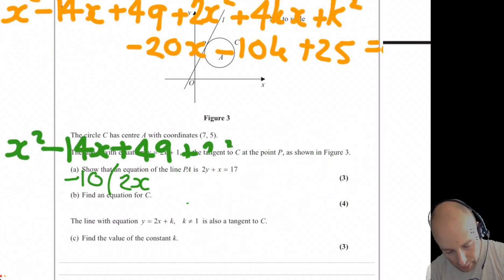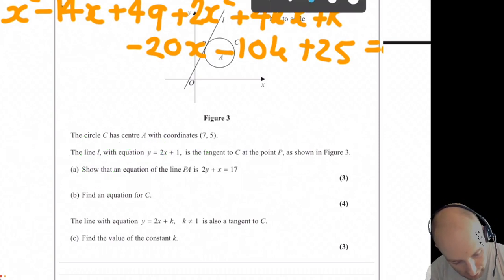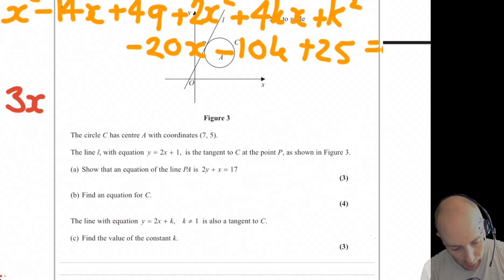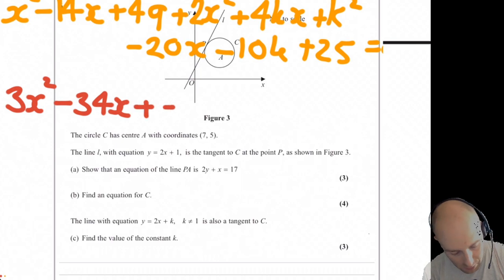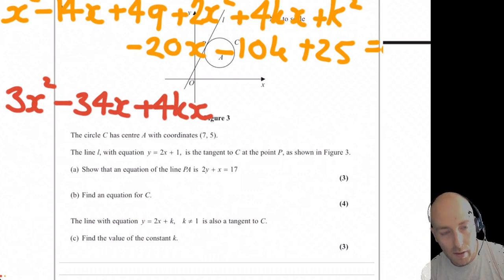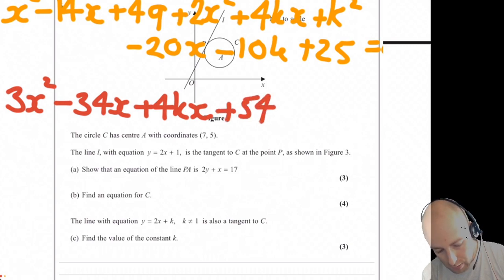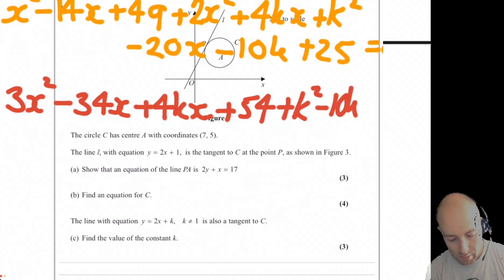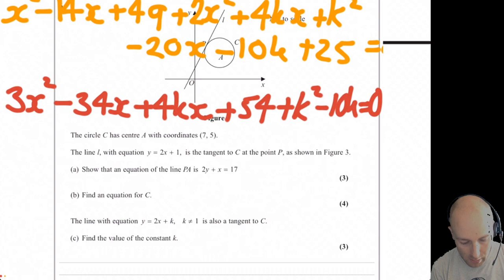So we'll go through and collect like terms. The first term, we've got 3x². X terms, we've got minus 34x, and we've also got plus 4kx. I'll put those next to each other. And the rest is all numbers, so we've got 49, 25, and it's equal to 20. So we'll take that over as well. So we're going to get 54 plus k² minus 10k is 0. Cool. I think that is right so far.